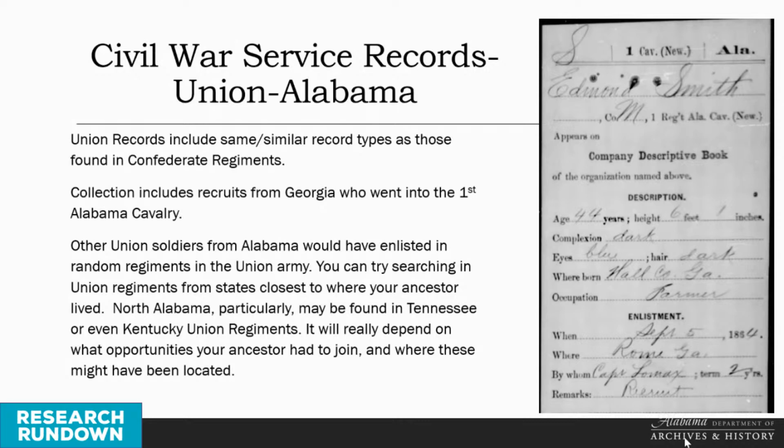Additional Union enlistees from Alabama would have found their way into random Union regiments and can be harder to track down. You can try searching for your ancestor within Union regiments from states closest to where your ancestor lived. North Alabama soldiers, particularly, may be found in Tennessee or even Kentucky Union regiments. What regiment your ancestor ended up in can depend on what opportunities your ancestor had to join and where the opportunities might have been located.